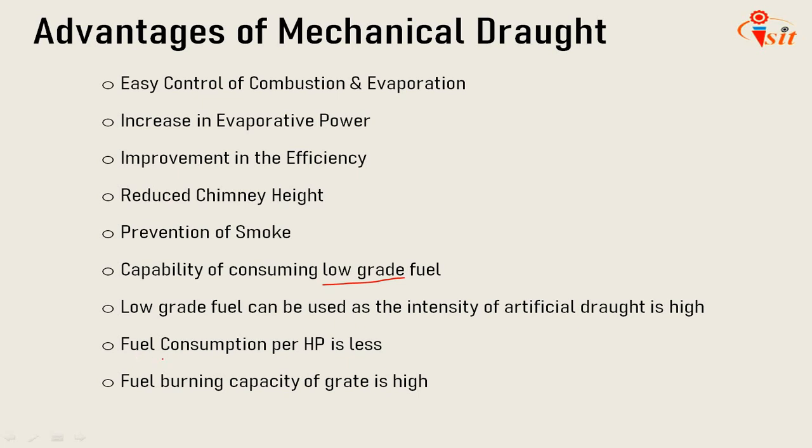Fuel consumption per HP due to artificial draught is almost 15% less than the natural draught. The fuel burning capacity of grate is around 200 to 300 kg per square meter per hour with mechanical draught, whereas it is hardly 50 to 100 kg per square meter per hour with natural draught. Okay, so those are the advantages of mechanical draught.